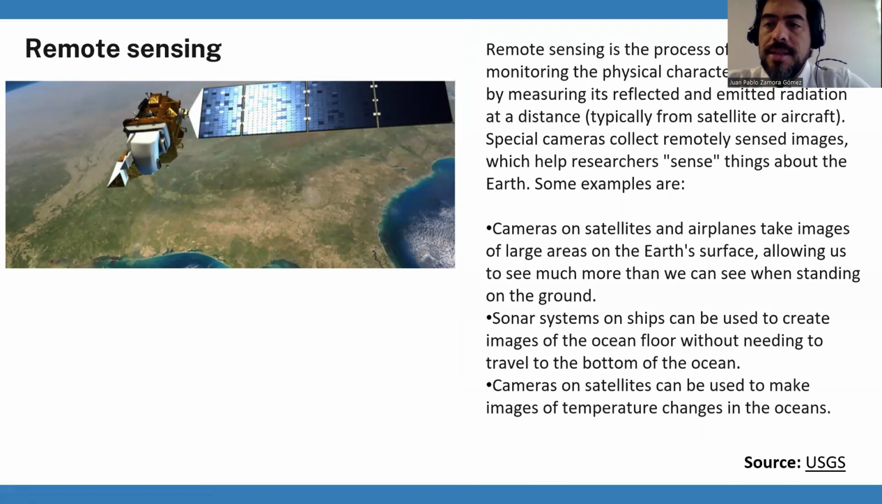It's the process of detecting and monitoring the physical characteristics of an area by measuring its reflected and emitted radiation at a distance, typically from satellite or aircraft. Special cameras collect remotely sensed images which help researchers sense things about the Earth. Some examples are cameras on satellites and airplanes that take images of large areas of Earth's surface, allowing us to see much more than we can see when standing on the ground. Sonar systems and cameras on satellites can be used to make images of temperature changes in the terrain or in the ocean surface.